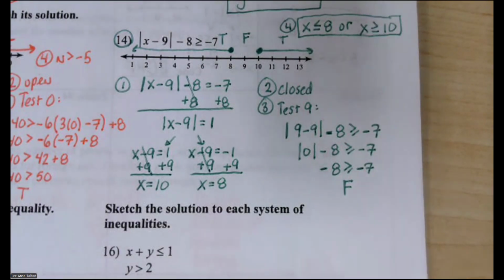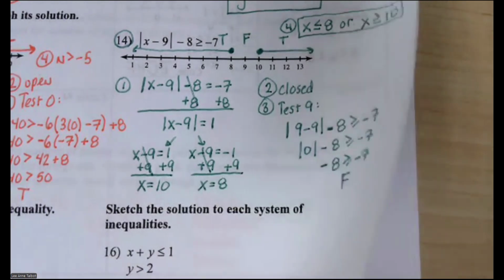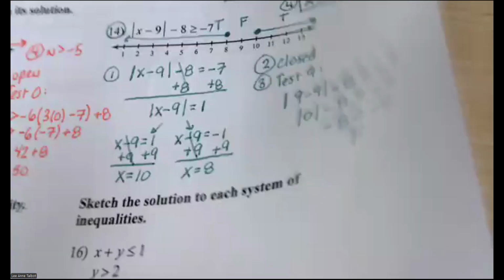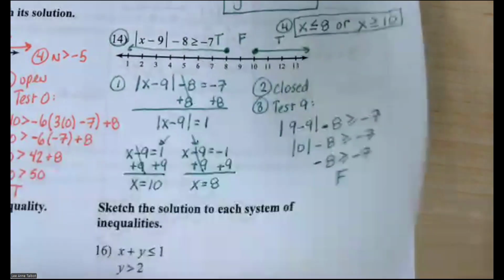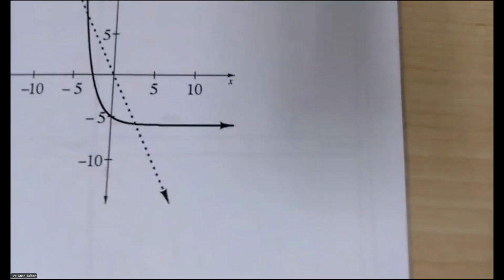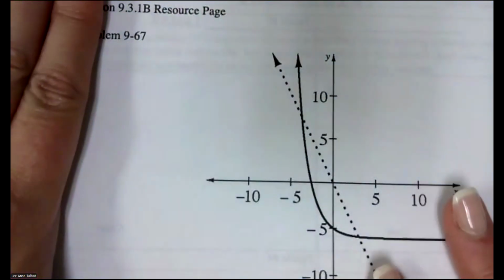Okay. So we are using a resource page in the packet today. It says 9.3.1b resource page and it's got this thing on it. So just find it. It's not the first thing we're doing, but just find this and scooch it off to the side.